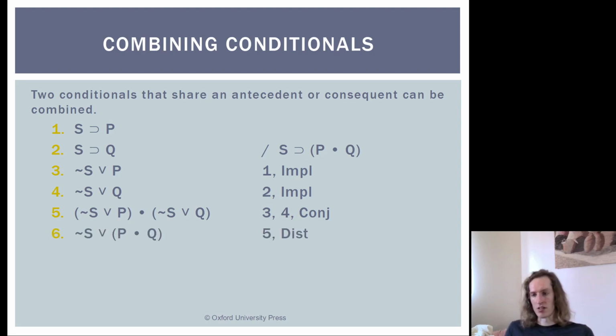And then we can use distribution on that line to get not S or P and Q. From there, this is the format that we need to use material implication again. So we get if S, then P and Q. Pretty simple.